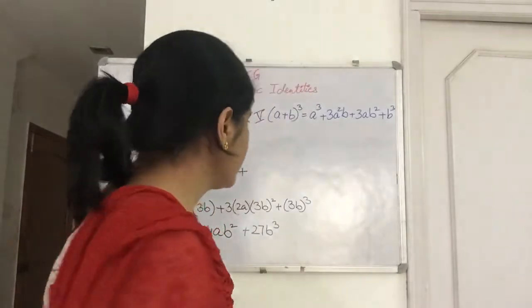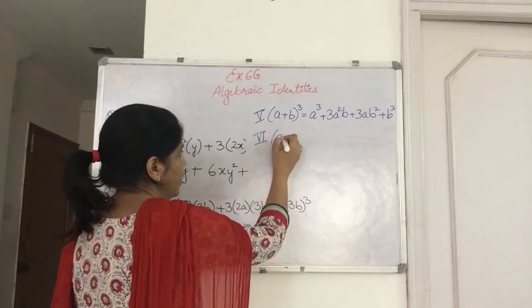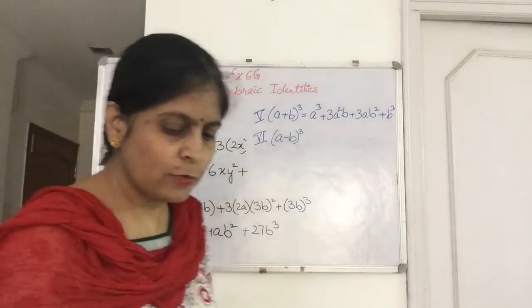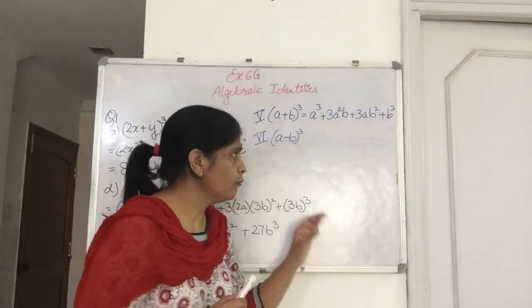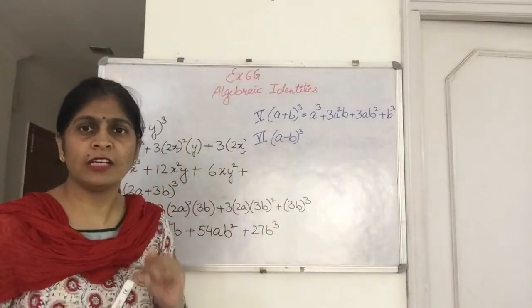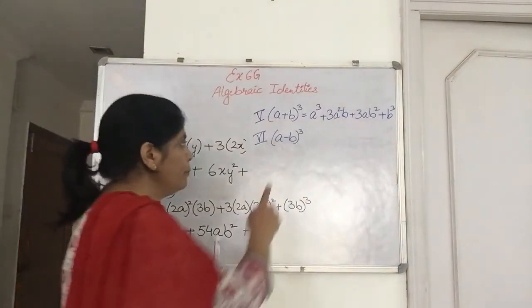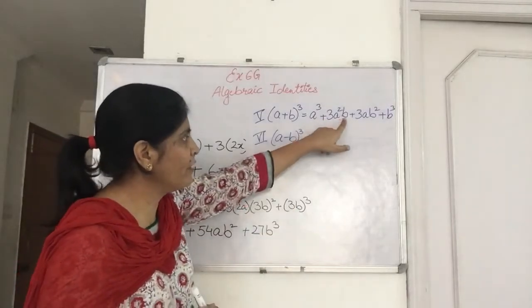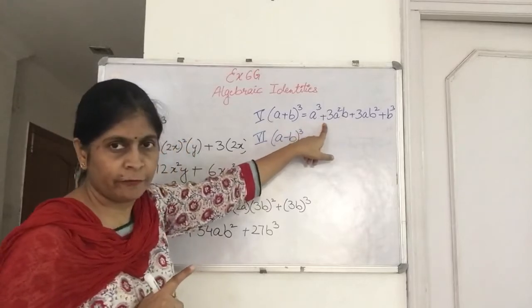Now I will explain how to do the sixth identity if it is negative. The sixth identity says how to write (a - b) whole cube. It is very easy. You have learned in 7th standard what happens when the power is even and when the power is odd. Now b is negative. In this formula the power of b is 1, which is odd, so this is negative.